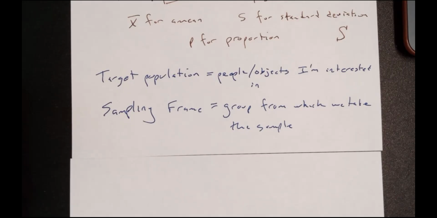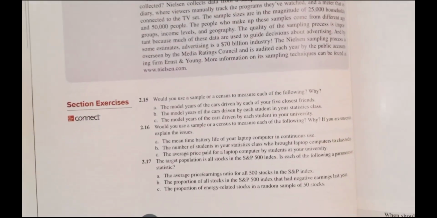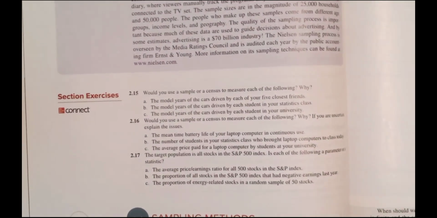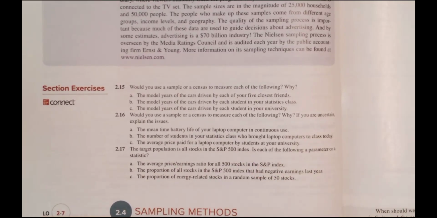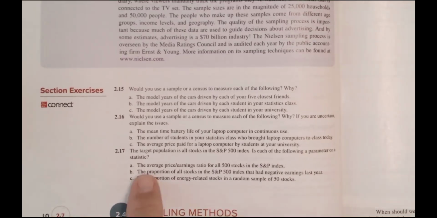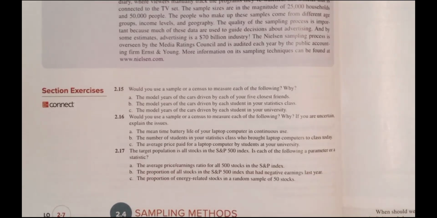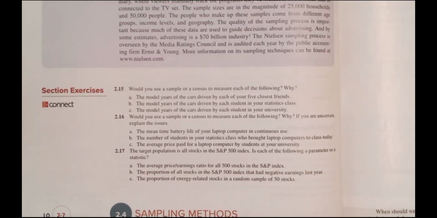So, if I am looking at, here we are, problem number 17. The target population is all stocks in the Standard & Poor's 500 index. Is this a parameter or a statistic? The average price earnings ratio for all 500 stocks in the index. A parameter or a statistic? Key word in that sentence. Because all. That's the whole population.